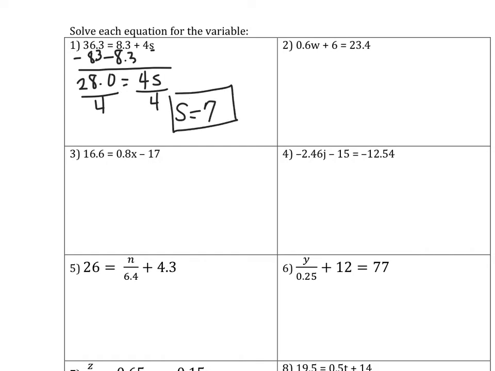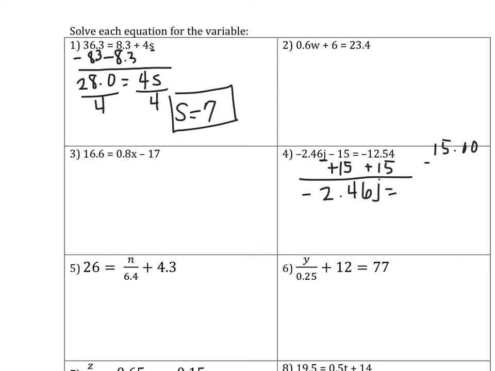Let's take a look at number 4. Number 4, we want to get our variable by itself, which is j. Start with anything being added or subtracted to it, which is a negative 15. So we do the inverse operation in order to get j by itself. So we're going to have a negative 2.46j equals, and we have a negative 12.54 plus 15.